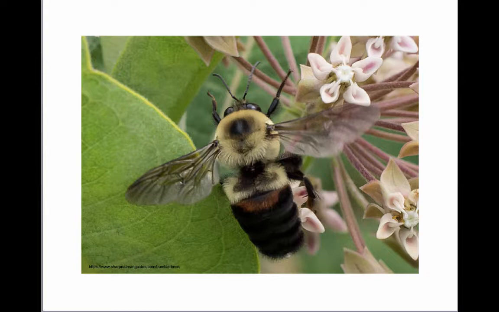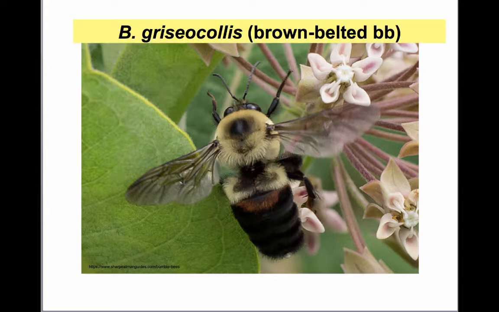This is a male Bombus griseocollis, the brown belted bumblebee, and he's nicely posing, sitting on this milkweed flower so that you can easily see the color pattern on the abdomen. He has T1 all yellow, and then that rusty colored half moon circle on T2 set on a black backdrop.